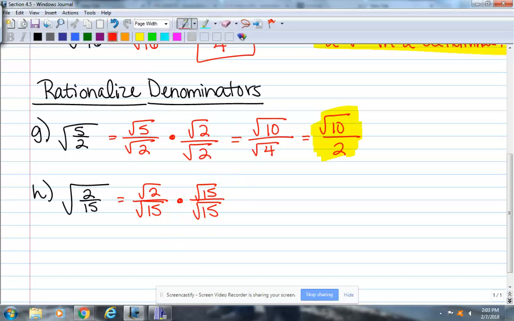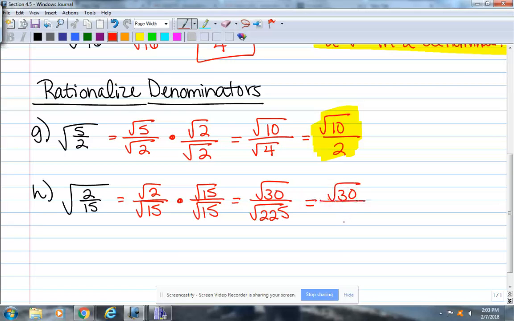Radical 30 over radical 225. Very good. Does radical 30 simplify? Are there any squares that go into 30? Well, try it out. Does 25 go into 30? No. Does 16 go into 30? No. Does 9 go into 30? No. Does 4 go into 30? No, there's no squares besides one that go into 30. So radical 30 is already simplified. That's one that you see a lot, so you might want to memorize that. Radical 30 won't simplify anymore.